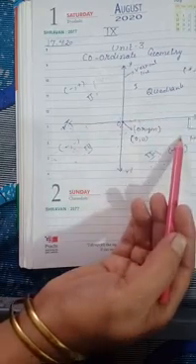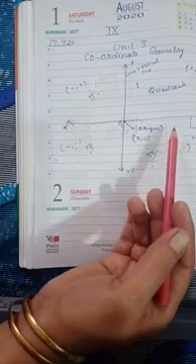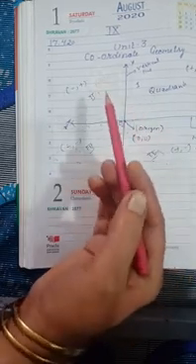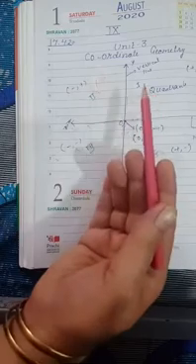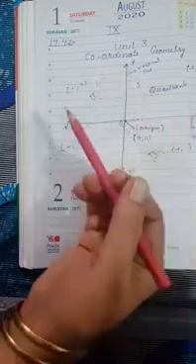Clear? So today you have to complete exercise 3.2, and in 3.1 only the first sum, but just tell only the quadrant. Tomorrow we will learn how to plot any point on graph paper also.